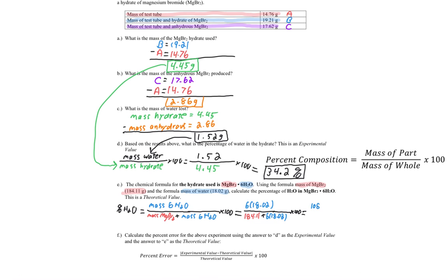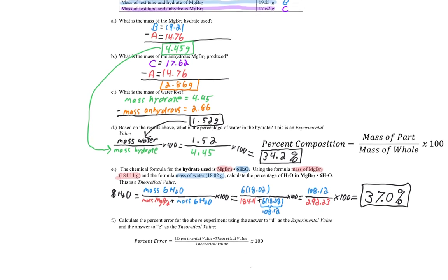6 times 18.02 is 108.12. So that's what goes on top. 108.12 is what goes in for the 6 18.02s on the bottom. 184.11 plus 108.12 gives me 292.23. Then I multiply by 100. 108.12 divided by 292.23 times 100 gives me 37.0%. This is how much water I should have gotten out of my hydrate. I didn't get that much out, but that's why it's a lab.